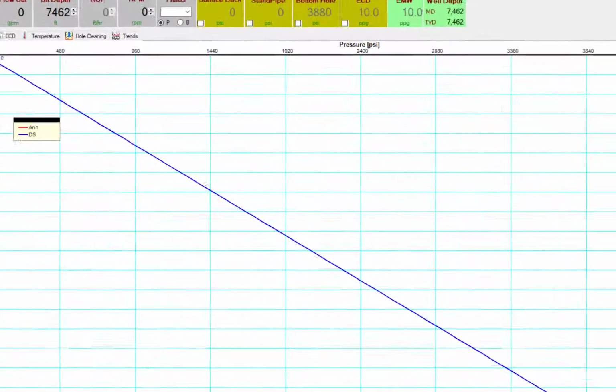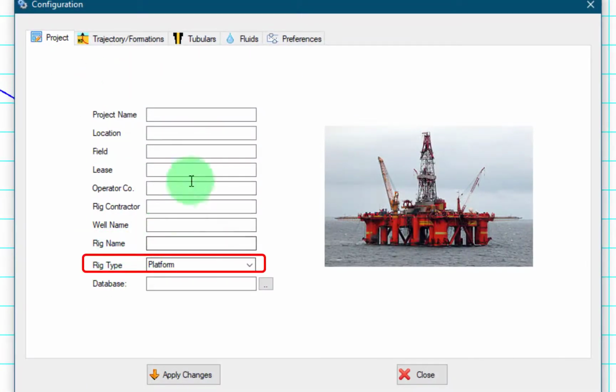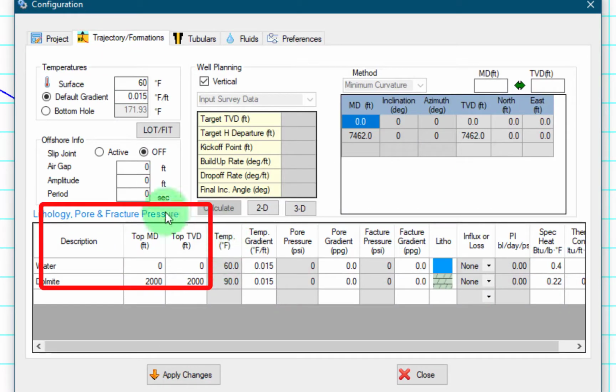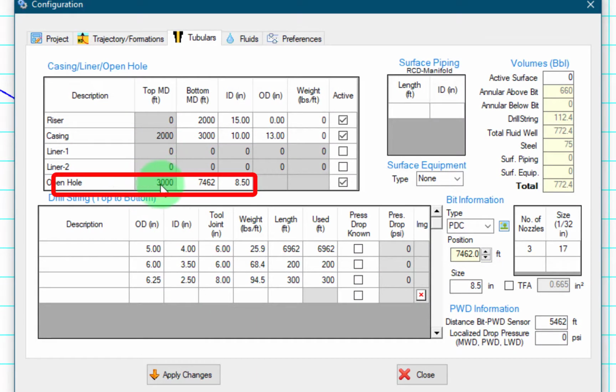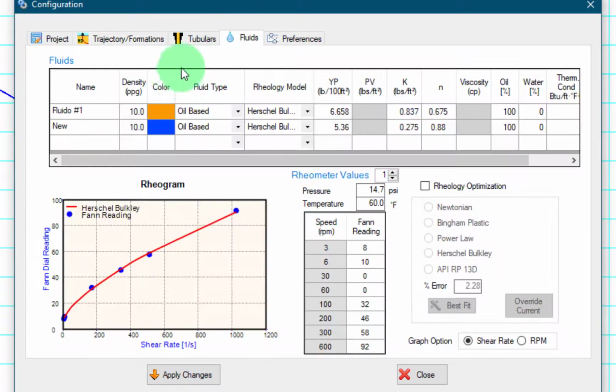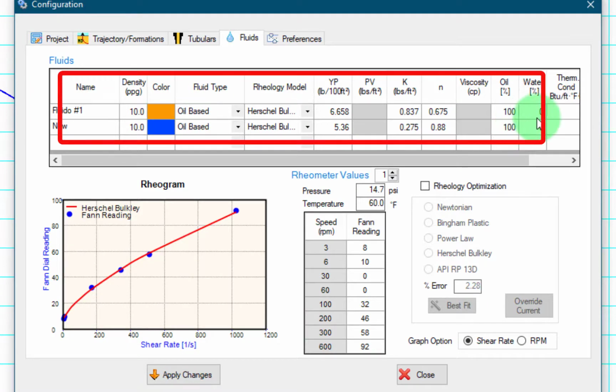In configuration, we can see that this is an offshore well with a water depth of 2,000 feet. We set a casing at 3,000 feet and the open hole section is drilled to 7,462 feet. This is a vertical well and we're using 10 pound per gallon oil-based mud with 100% oil and 0% water.